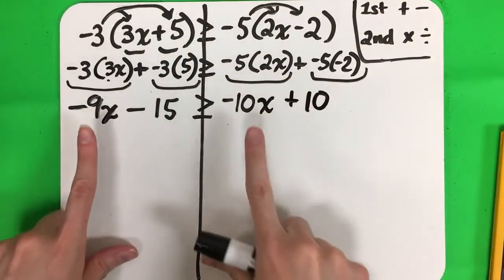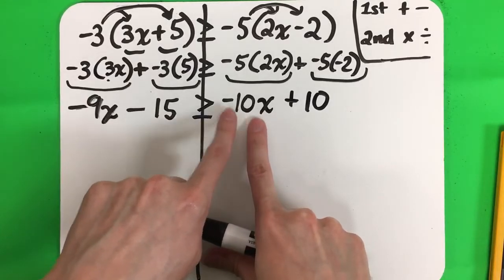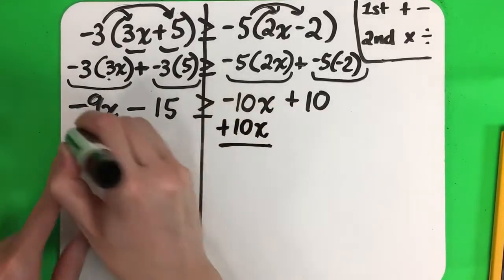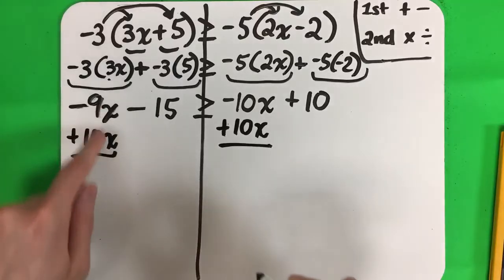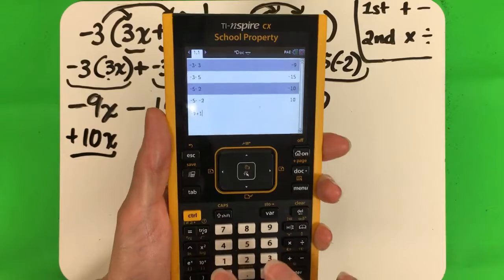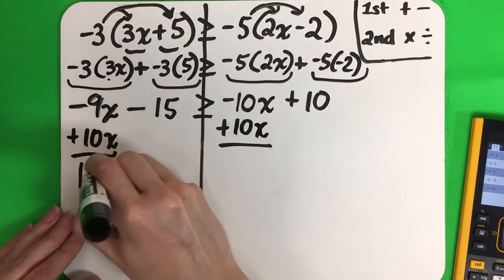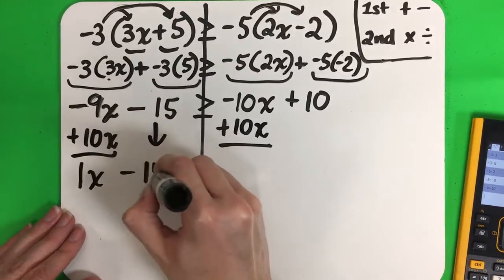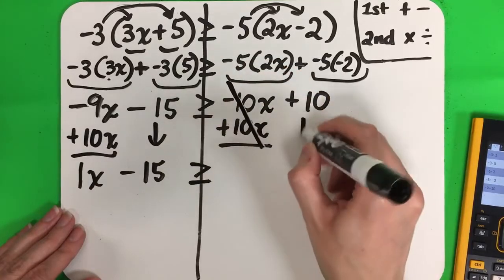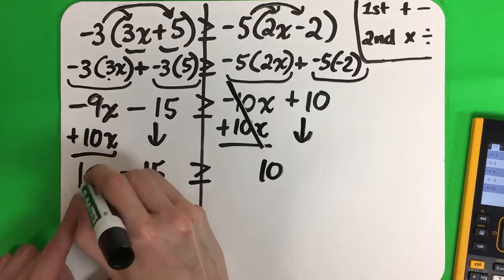+10. I have two x's. I'm going to move one. I'm going to move this one, the right. -10x, the opposite, +10x. X with x. -9 plus 10. 1x. Copy -15. Copy greater than or equal. -10 plus 10, 0. Cancel. Copy 10. I want x alone. Quiero x solo.